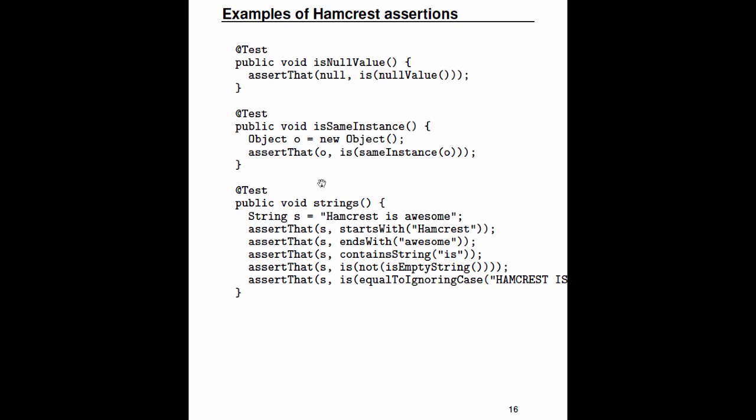Here are some of the matchers that Hamcrest has for working with strings. So I can say something like, okay, I want to assert I have a string, Hamcrest is awesome, and I want to assert that that string starts with Hamcrest, or that it ends with awesome, or that it contains a string. I want to make sure that it is not the empty string, and I realize it's cut off here, but I also want to assert that the string is equal to, ignoring case, all caps, Hamcrest is awesome.